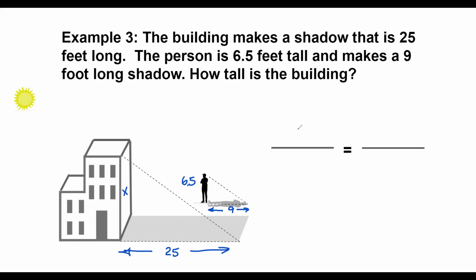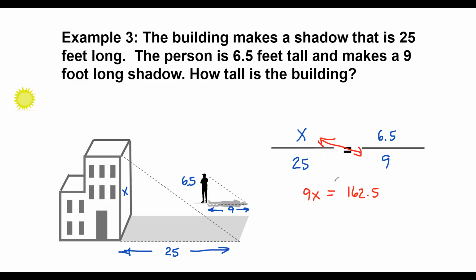Our unknown is the height of the building. We're going to divide that, as we have before, by the shadow. On the other side, the height of the person divided by the length of their shadow. Okay, so changing up colors, let's cross multiply. 9 times x, 25 times 6.5, which is 162.5 out of the calculator.